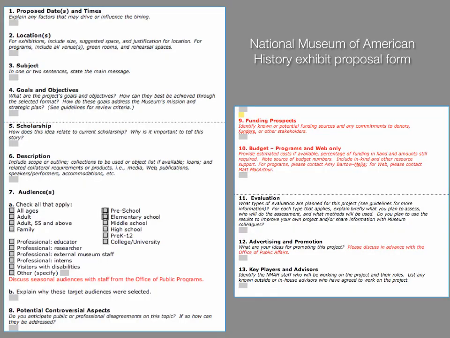This is for the American History Museum, typical for a large museum, proposal form. What's the subject? Goals and objectives are really an interesting thing. Say up front, what's the point of it? What are you trying to do? Scholarship may or may not be important to some museums. I love the list of audiences, and of course everybody has to check them all. And then more and more important, funding prospects. No point in talking about it if you can't get these things funded.